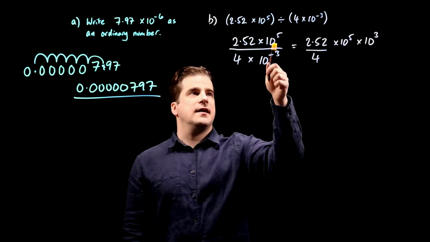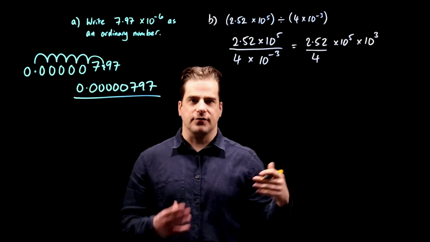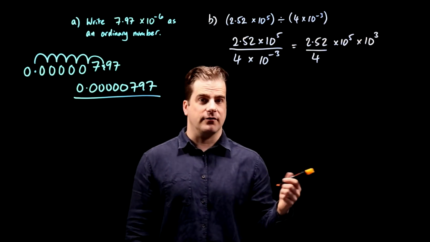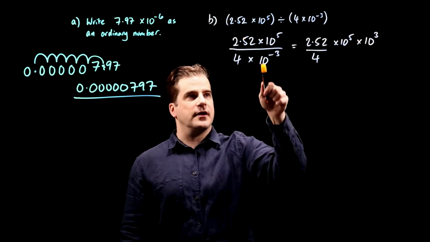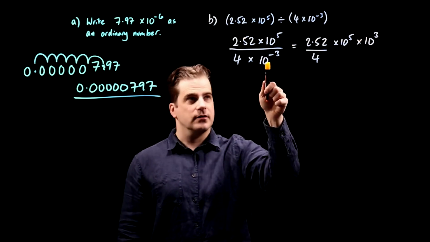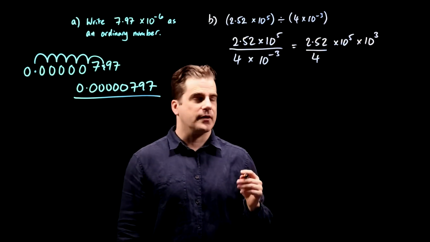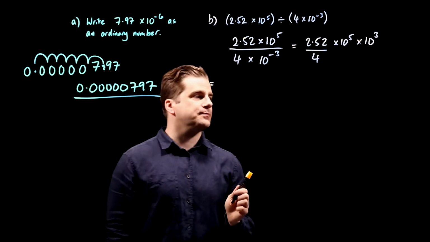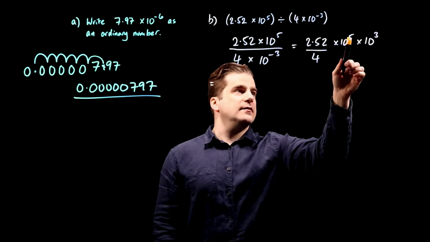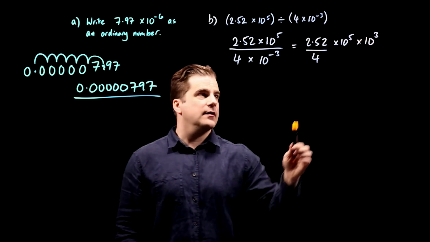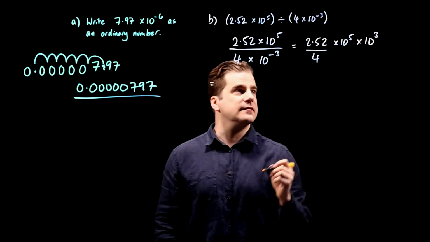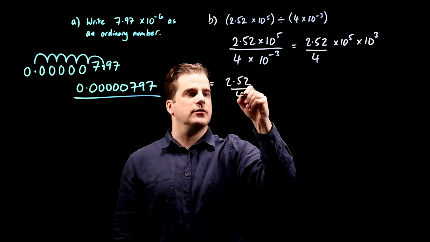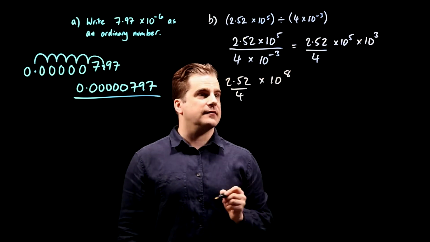Similarly, we're going to leave the 10 to the 5 where it is, but just for your education, 10 to the plus 5 on the top is the same as 10 to the minus 5 on the bottom. When you're moving something from the top to the bottom, multiplying or dividing, you change the sign of the power. So, let's combine these two: 10 to the power of 5 times 10 to the power of 3. When multiplying, you add the powers, so that is 10 to the power of 8. So that whole thing becomes 2.52 over 4 times 10 to the power of 8.